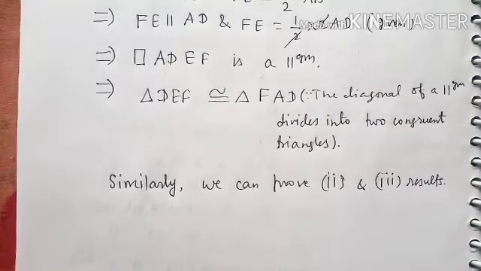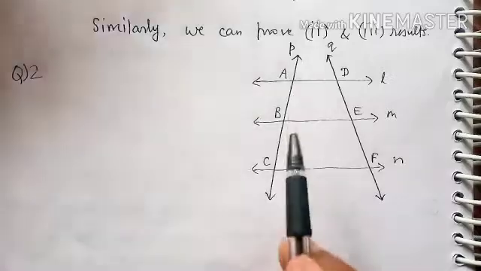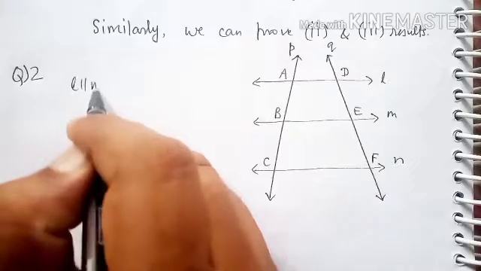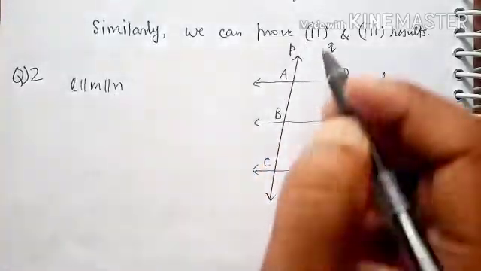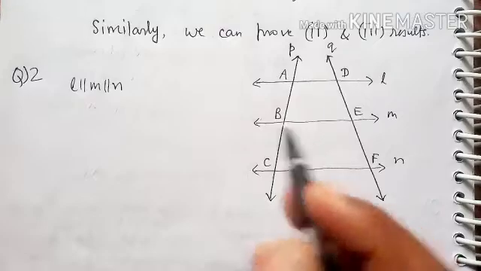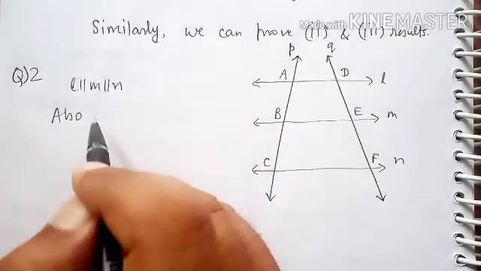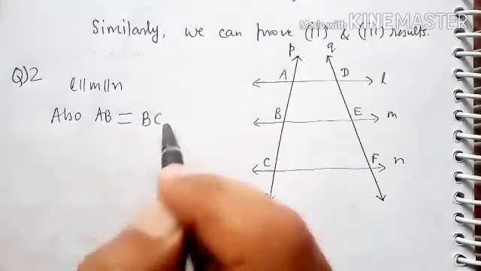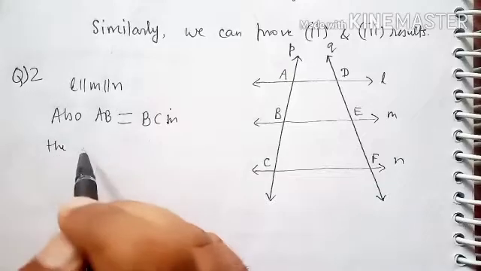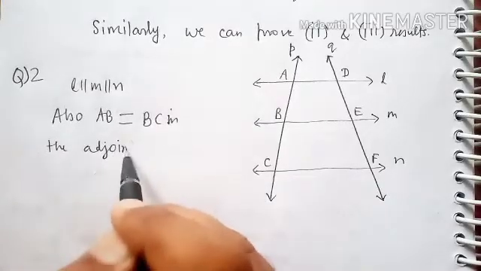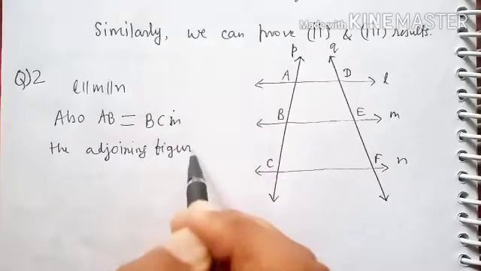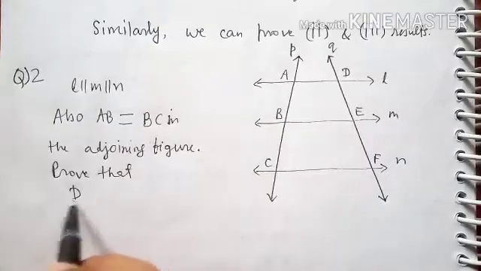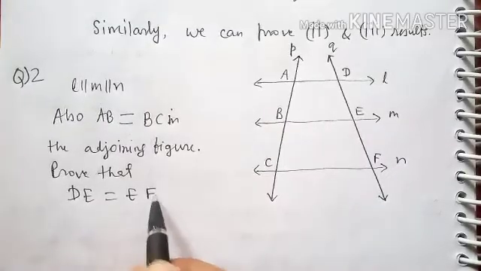Now next question. Here line L is parallel to M is parallel to N. P and Q are transversals. Also AB is equal to BC in the adjoining figure. Prove that DE is equal to EF.